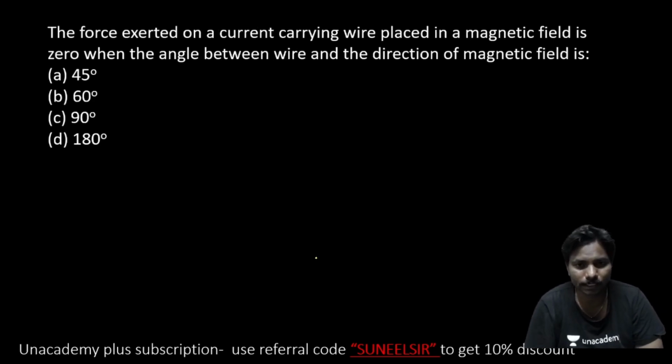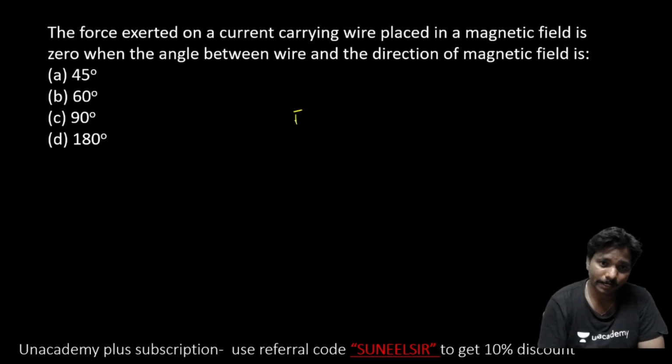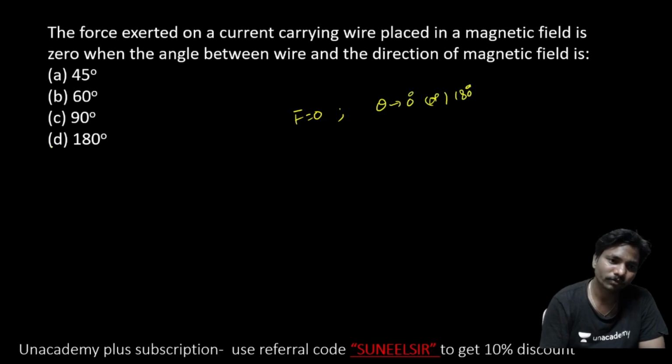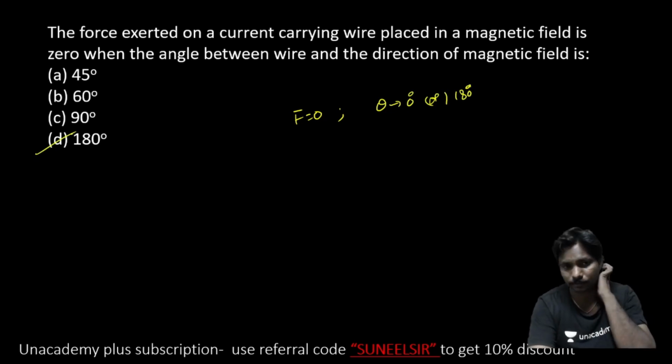The force exerted on the current carrying conductor or wire placed in a magnetic field is 0. Again, force is equal to 0. Then the angle between the direction of magnetic field: just now we have discussed the angle may be 0 or 180. So 0 is not given, 180 is given, so we can give the answer as 180.